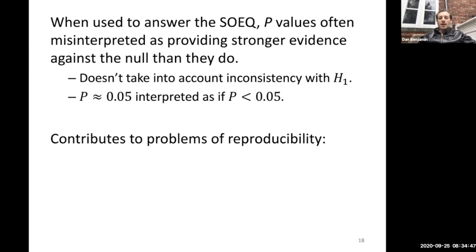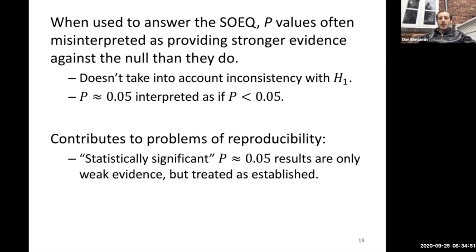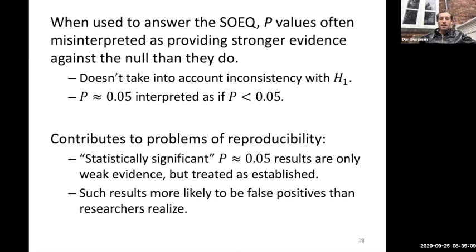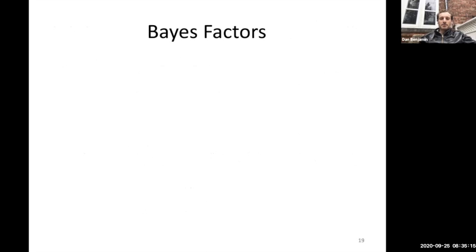So this, I would argue, contributes to some of the problems with reproducibility. I'm going to argue that p-values near 0.05 are actually pretty weak evidence, but results with those p-values are treated as having been established. And so we shouldn't be surprised that they don't replicate. Those kinds of results are much more likely to be false positives than people realize.